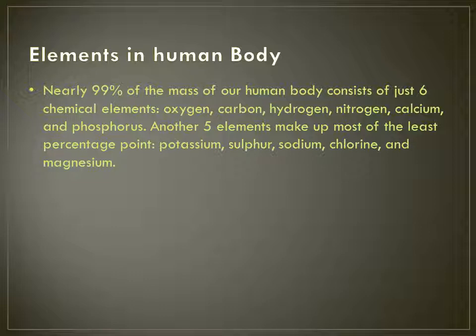Elements in human body. Nearly 99% of the mass of our human body consists of just 6 chemical elements: oxygen, carbon, hydrogen, nitrogen, calcium and phosphorus. Another 5 elements make up most of the last percentage point: potassium, sulphur, sodium, chlorine and magnesium.